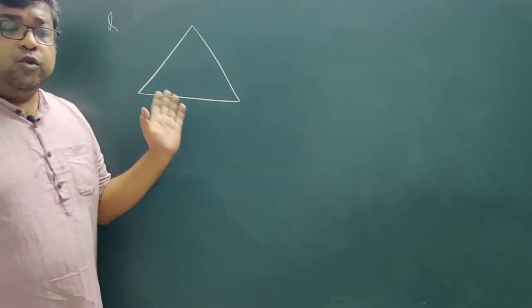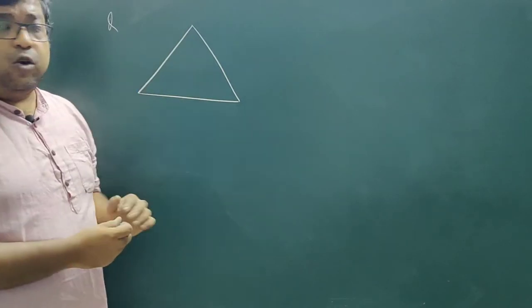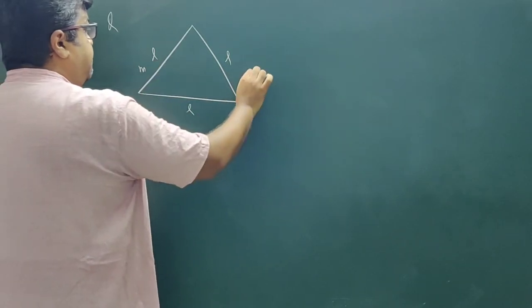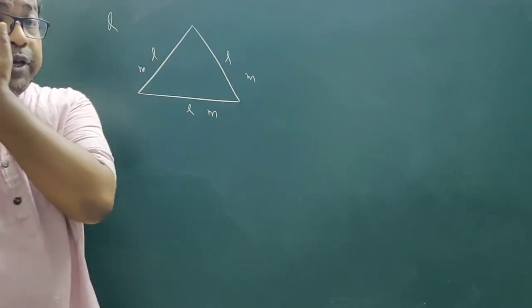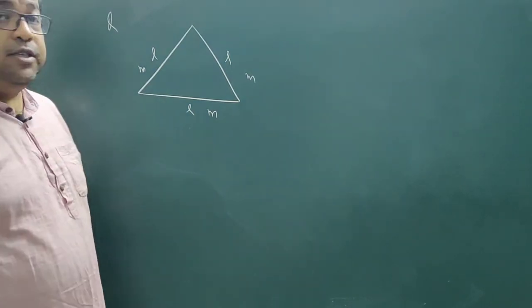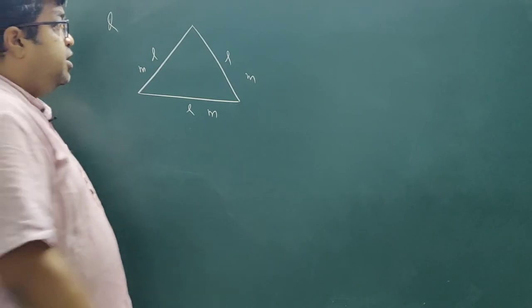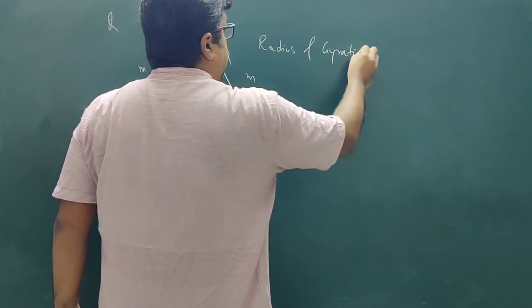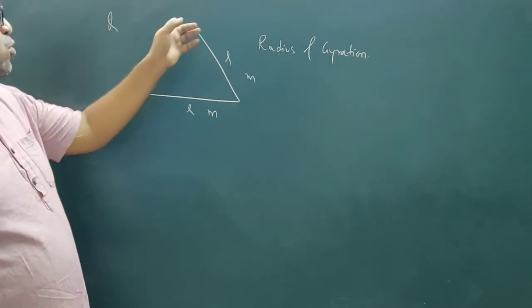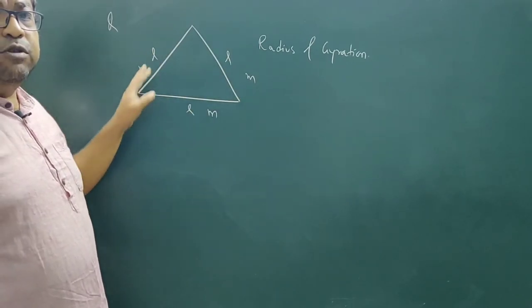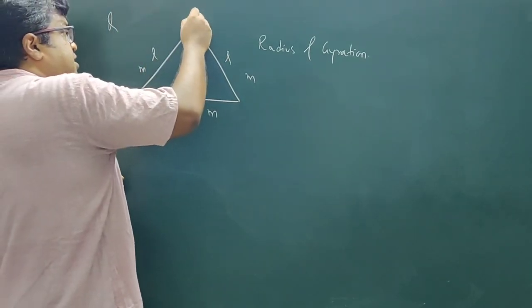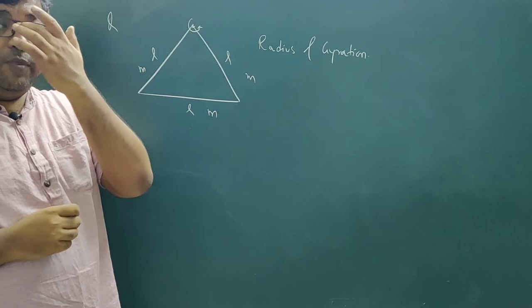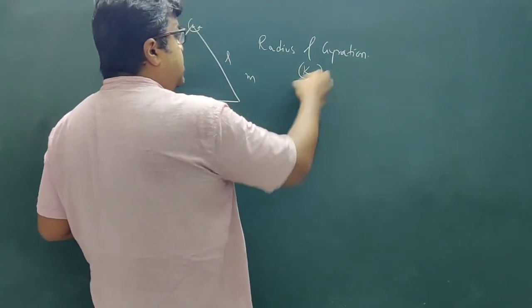Now in this question, we have three identical rods, each of length L and mass M. And it is asked to calculate the radius of gyration about an axis passing through one of the corners and perpendicular to the plane of the triangle. So suppose the axis is this axis, about this axis we have to calculate the radius of gyration, represented by the symbol K.